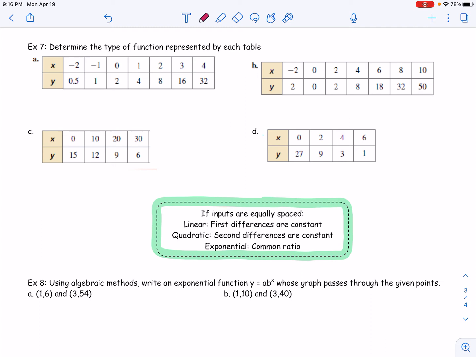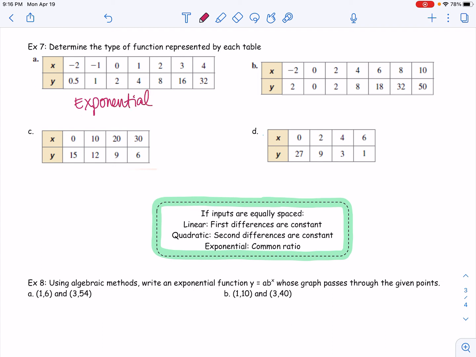So when I look at A, I immediately see that I'm multiplying by 2 every single time. 0.5 times 2 is 1. 1 times 2 is 2. 2 times 2 is 4. 4 times 2 is 8. 8 times 2 is 16, so on and so forth. So that means there's a common ratio, which means this is exponential data.